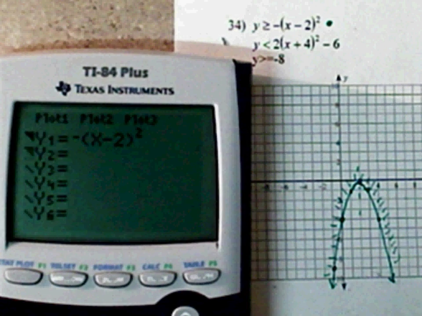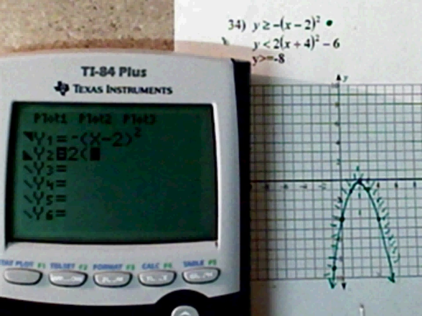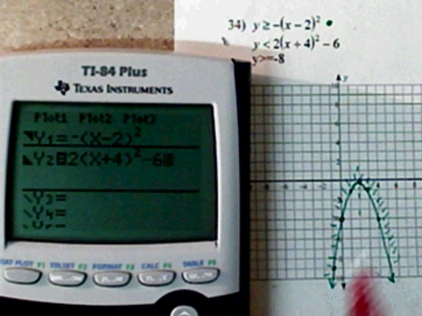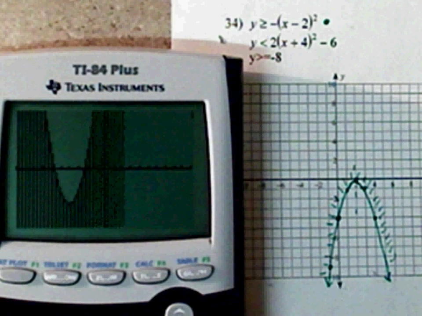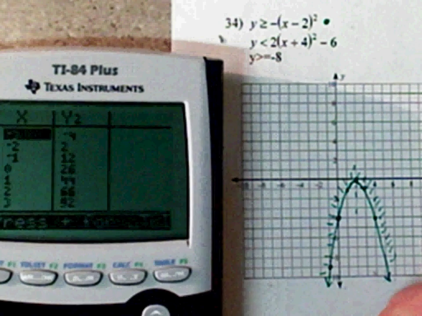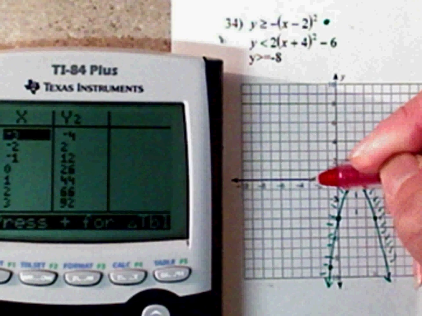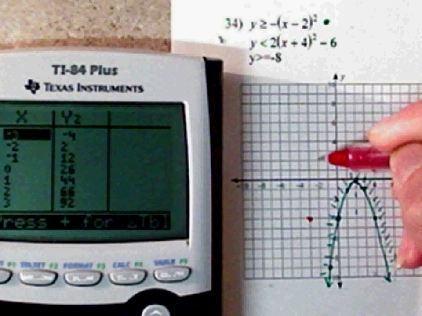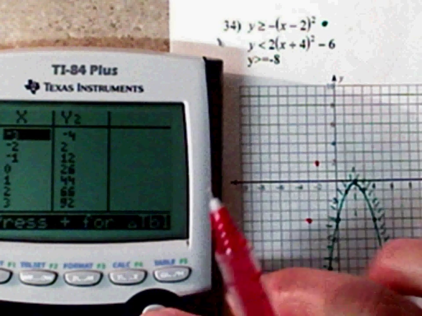Okay, right click over, 2 parentheses, x plus 4 parentheses square minus 6. And hit graph. Kind of gives you an idea what the graph looks like. This one goes this way. Okay. Go to second table, plot some points. So you have -3, -4, -2, +2, -1, 12. See how it's kind of going off? So I'm going to go up instead.